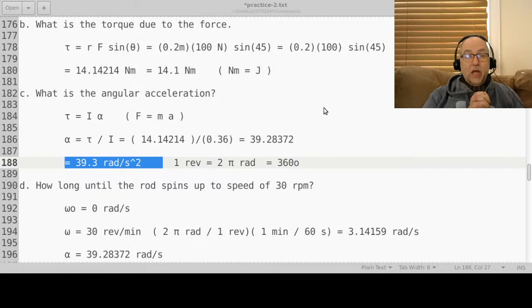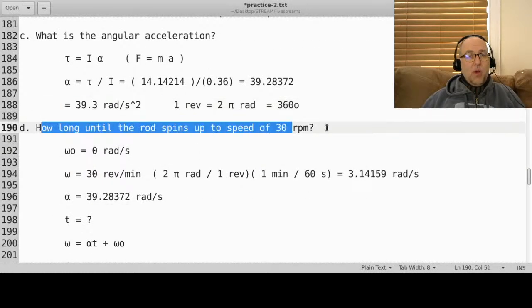The radians, as I said a minute ago, I just reintroduced it. It's actually not a unit. I reintroduced it just as a mnemonic that we're talking about angular motion, but you could even write per second squared and it would be correct. How long does it take the rod to spin up to 30 revolutions per minute?